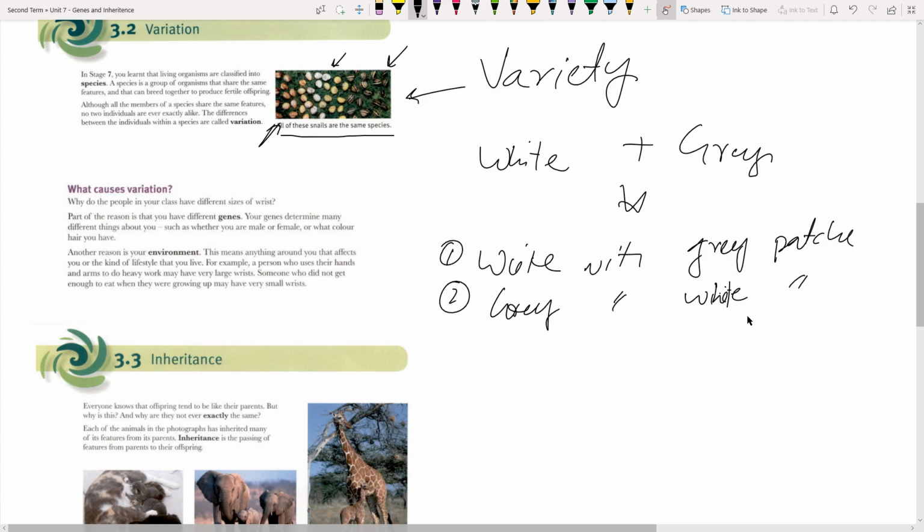Even if a gray cat breeds with a gray cat, there are still possibilities that it would have different shades of gray, maybe light gray, dark gray, some gray with dark spots on it, right? So there are different variations. This is what we call variety, or variation.